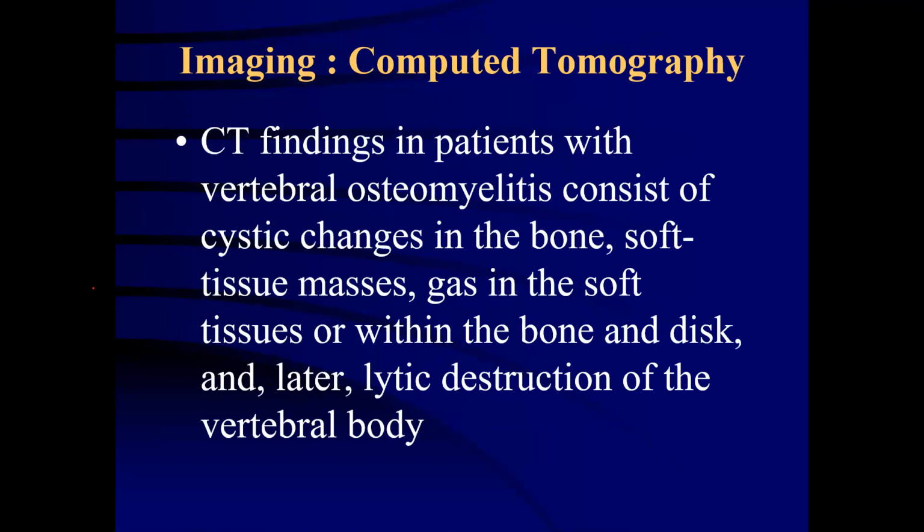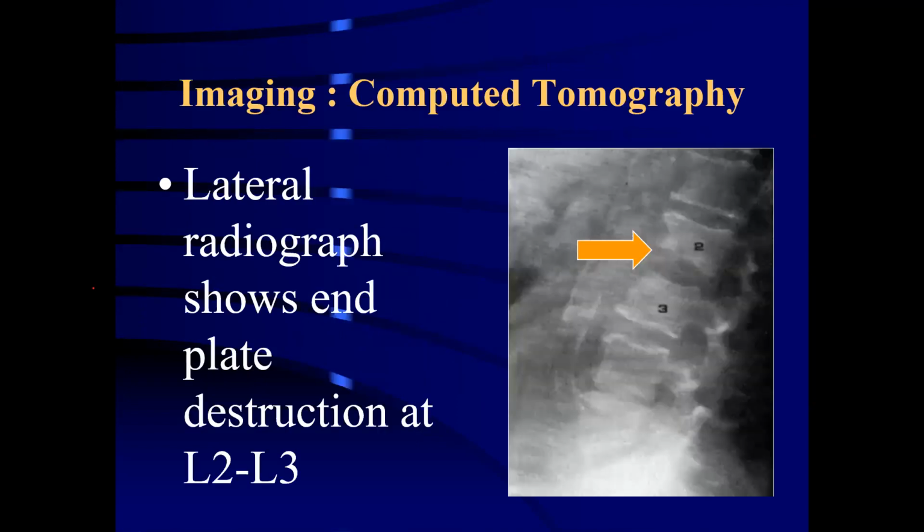CT findings in patients with vertebral osteomyelitis consist of cystic changes in the bone, soft tissue masses, gas in the soft tissues or within the bone and discs, and later lytic destruction of the vertebral body. This is a lateral radiograph, which shows end plate destruction at L2-3.